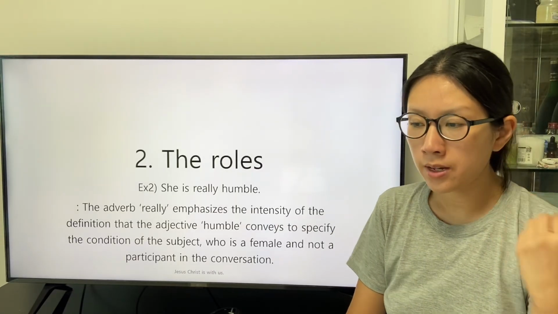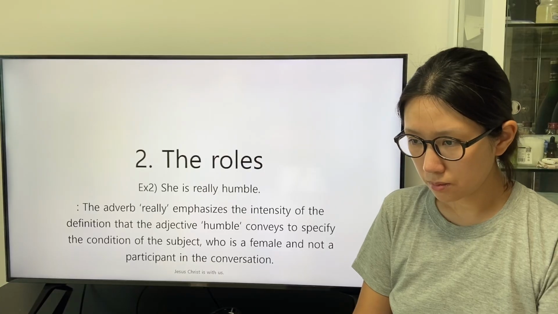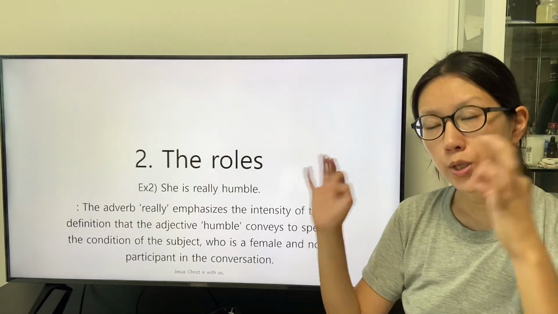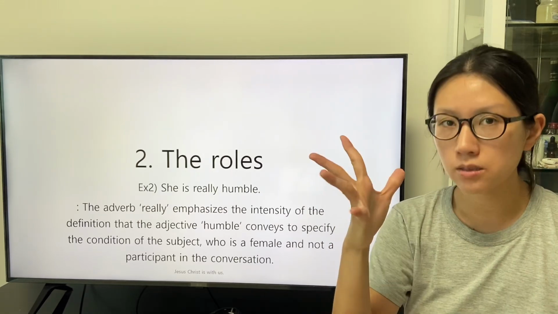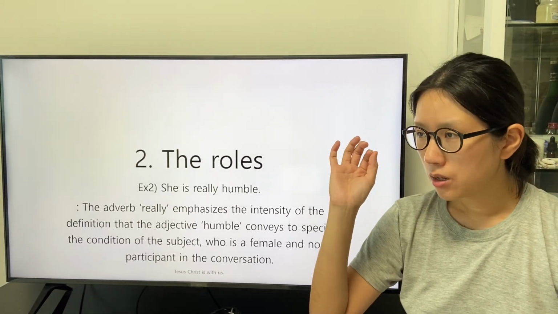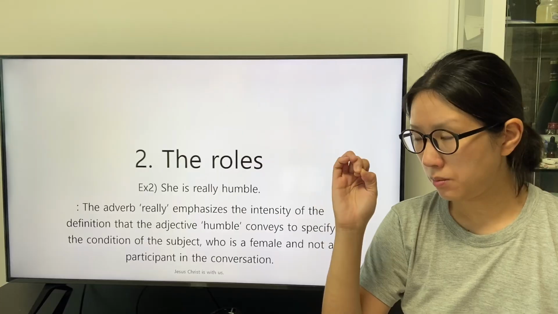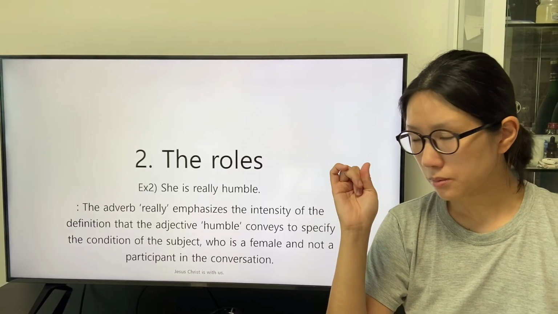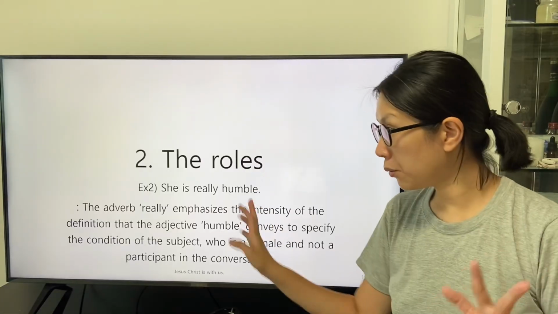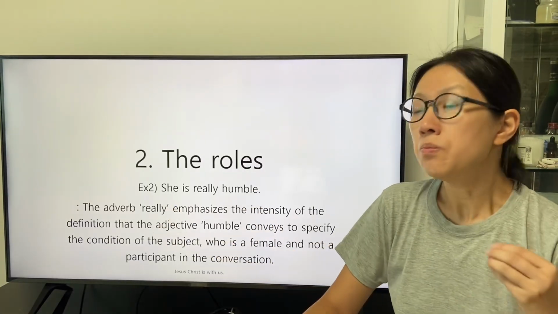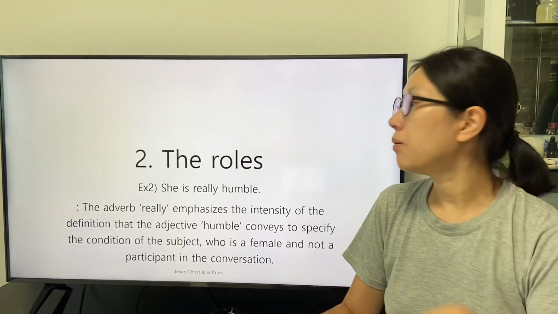we can understand that the speaker puts a huge accent on the description by the adjective humble for the subject as the subjective complement.